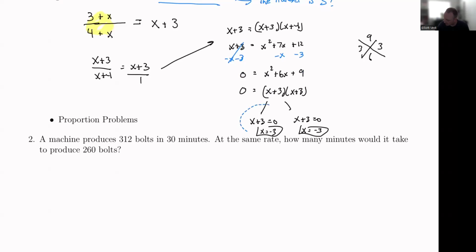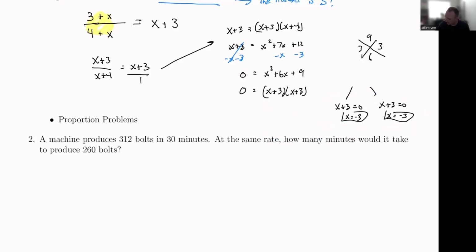So I have a little bit of space here. A kind of problem is what we call proportion problems. Proportion problems are one of the easier types of word problems because they deal with proportions, or in particular, they deal with equations that look like one fraction is equal to another fraction, right?